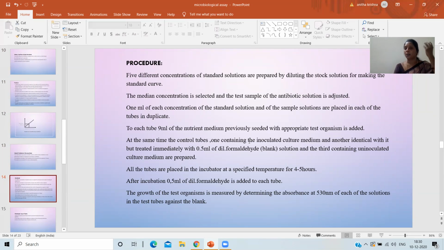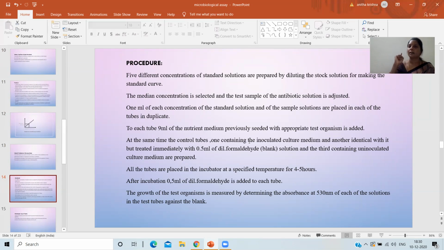So what you're doing is preparing 5 concentrations of the standard stock solution. From that, you take the median concentration. According to that concentration, you make your test solution, and then 1 ml of each standard and test is taken in duplicate. That is 4 test tubes you have now, and along with these 4 test tubes, you have to make 3 more controls.